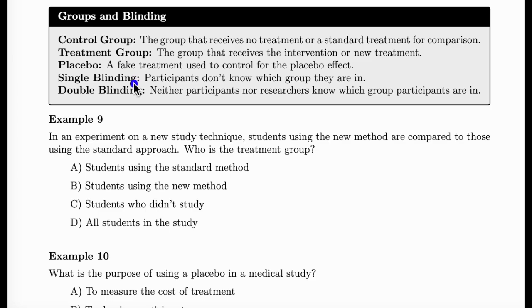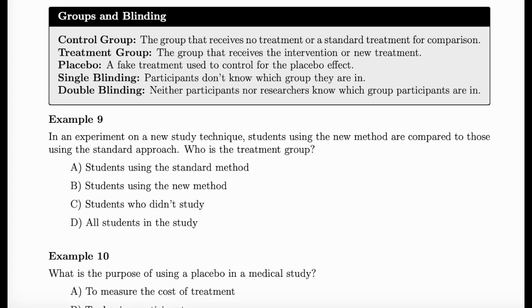Single blinding, that's when the participants don't know what group they're in, but the researchers do. Single blinding is where the participants don't know which group they're in, but the researchers do. Double blinding is when the researchers and the participants, neither one of those groups, know which group they're in.